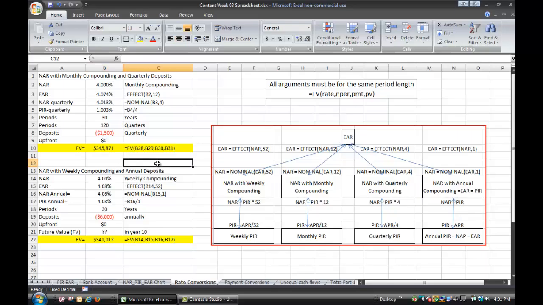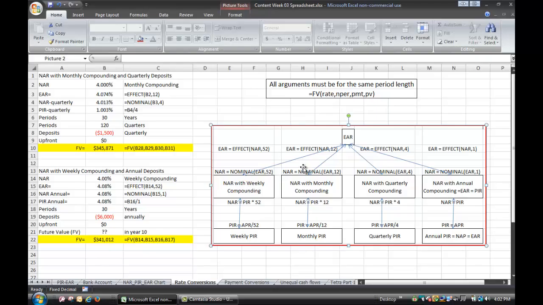Let's look at a second example. We want to start with NAR with weekly compounding, 4% again, and deposits are made annually. Again, they don't match. So in this case, we're going to convert to an annual rate. So we have an NAR right here with weekly compounding, and we want to get over here to annual. So the first step is to go from NAR with weekly to the EAR. That's B14, which is the 4%, 52 compounds per year.